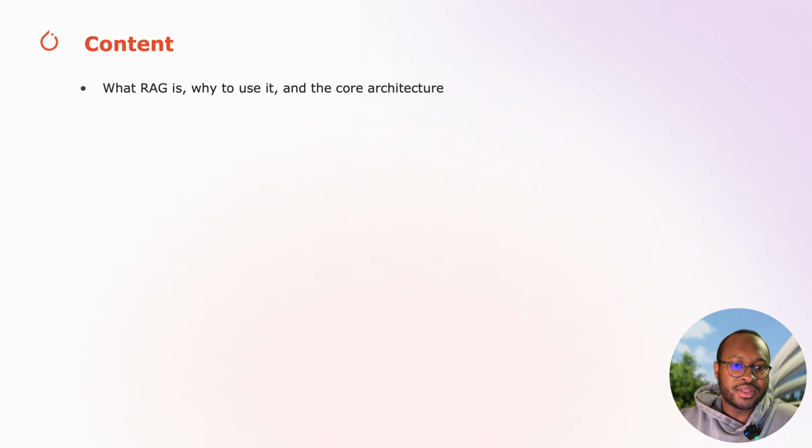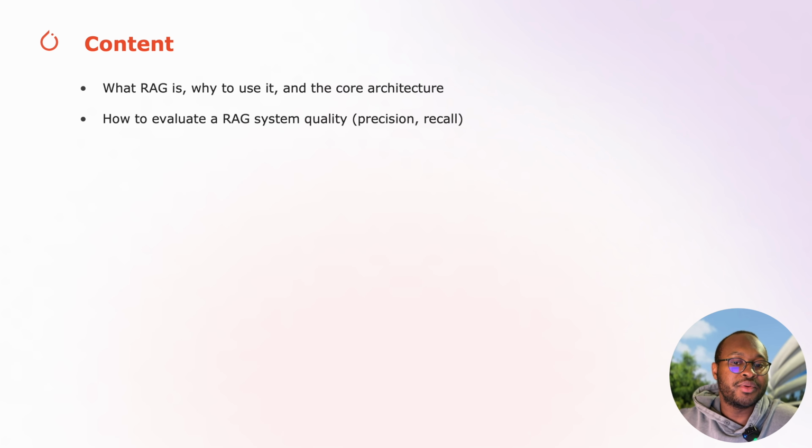So we are going to see what RAG is, why we use it, and the core components of it. We are also going to see, when you build a RAG system, how you can use some metrics like precision and recall to evaluate the quality of your system. And we are also going to see some important considerations when you have RAG in production.